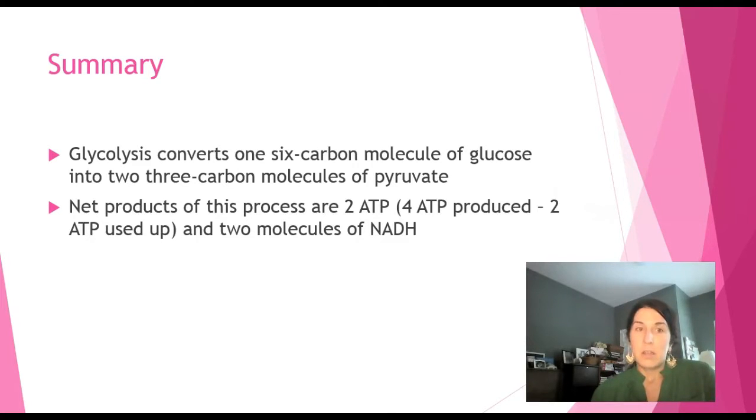The net products, or what we get, what's in it for us, we get 2 ATP. 4 actually are produced because 2 are used up. But the net is 2, and 2 molecules of NADH. As always, let me know if you have any questions.